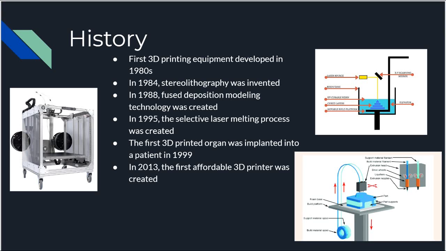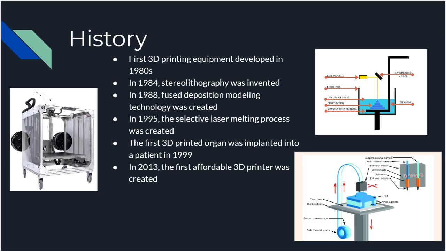Then in 1988, fused deposition modeling was created. In this process, filament is fed through a heated extruder and then is deposited onto the other layers of the object. Then in 1995, selective laser melting was created. This process adds on to FDM, and it uses a laser to melt the plastic or polymer fully, which creates a less porous object. This increases the strength of the object without having to add more material.